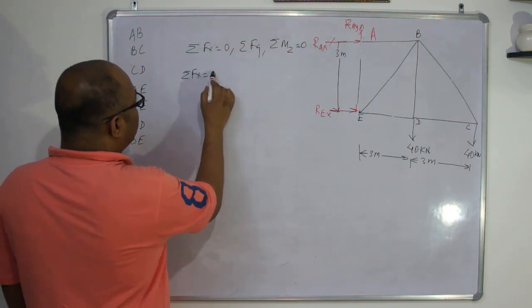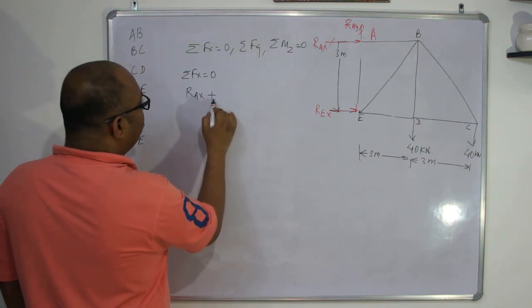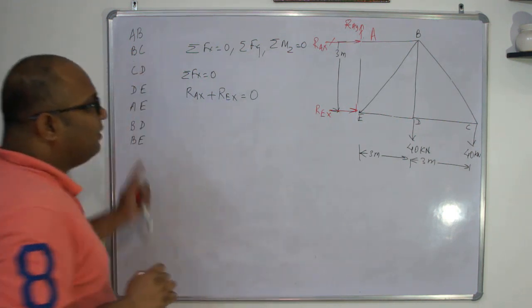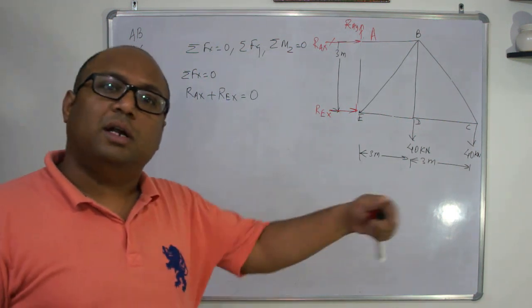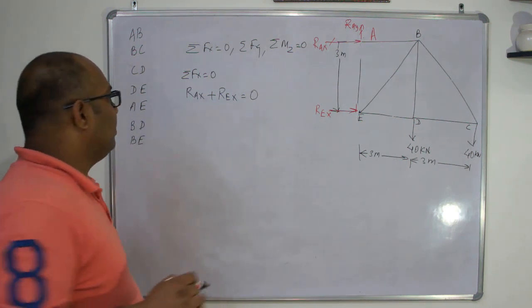Summation Fx equals to 0. So we have Rax plus Rex equals to, we don't have any other force in the horizontal direction, so we are sure Rax plus Rex equals to 0.